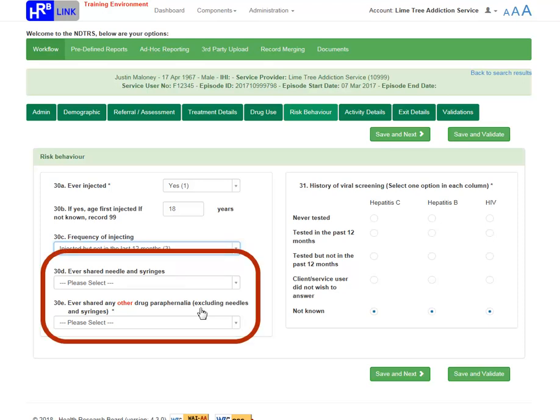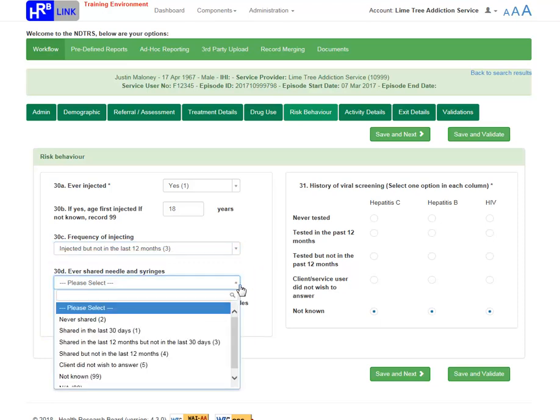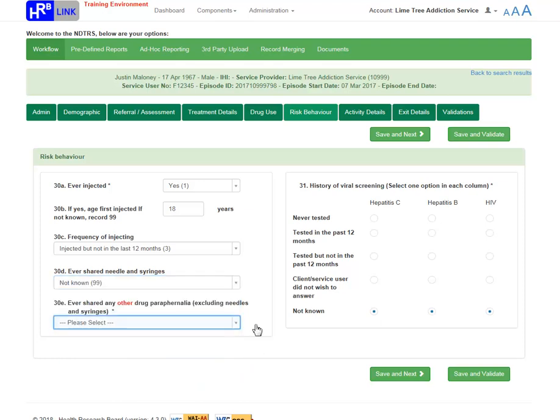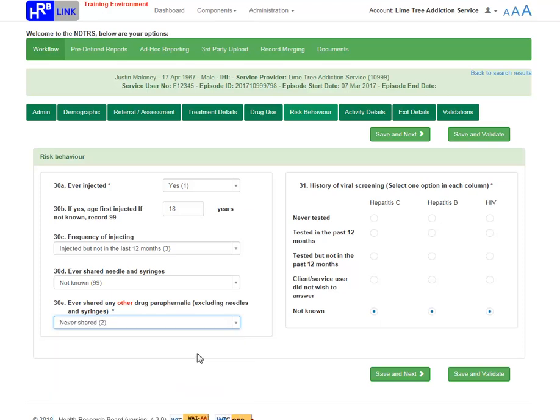Question 30D, ever shared needles and syringes, and question 30E, ever shared any other drug paraphernalia. In order to comply with reporting to Europe, the questions on sharing drug equipment have now been separated out. Sharing of needles and syringes is to be reported separately from other drug paraphernalia such as straws and pipes. The time period for any sharing will also now be recorded. Never shared, shared in the past 30 days, shared in the past 12 months, but not in the past 30 days, shared but not in the past 12 months. In both cases, select 99 if the answer is unknown.